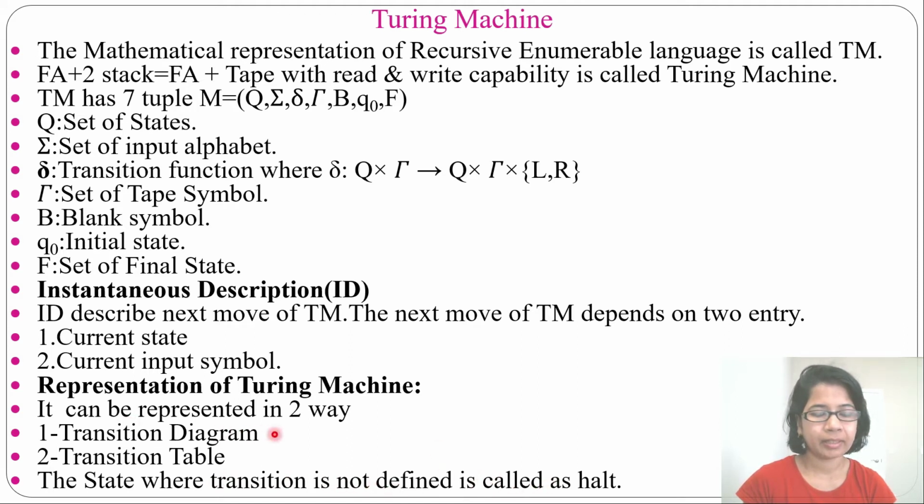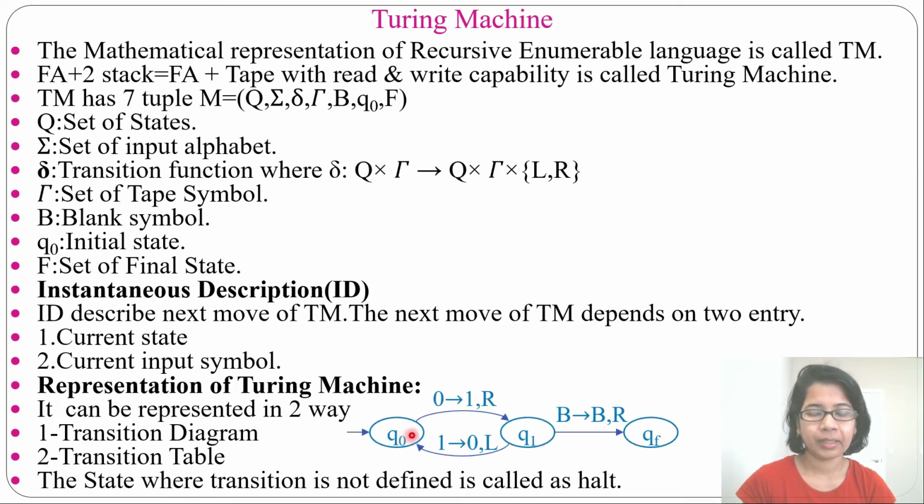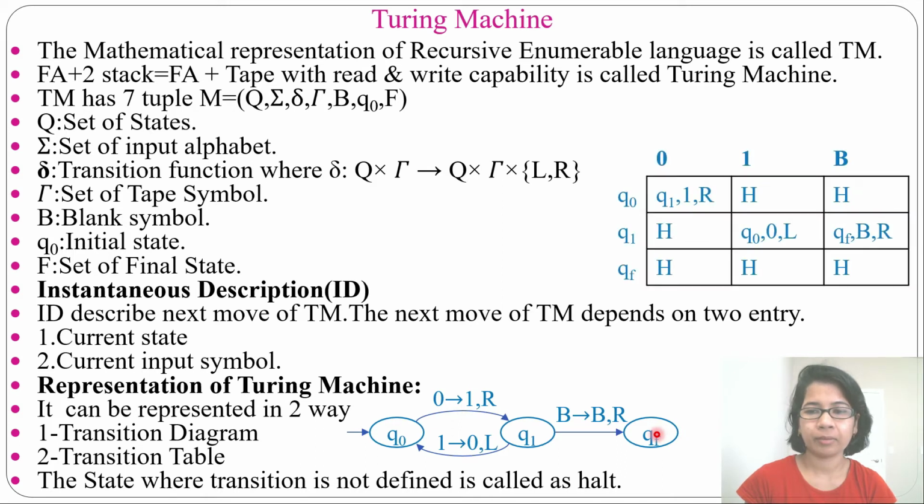Let me design a transition diagram. This is just a sample transition diagram. In Q0, if tape symbol is 0, it will change to 1 and move right. In Q1, if tape symbol is 1, it will change to 0 and move left. In Q1, if tape symbol is blank, it will change to blank and move right. So this is a transition diagram. You can construct transition table for same.